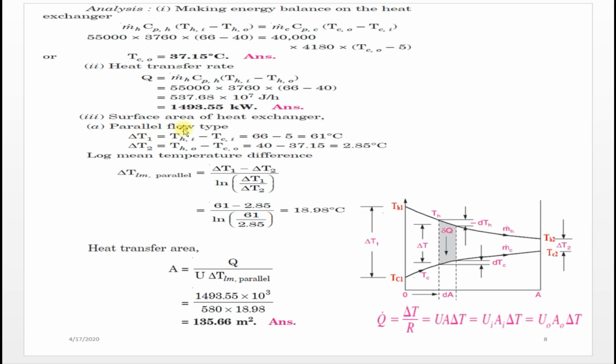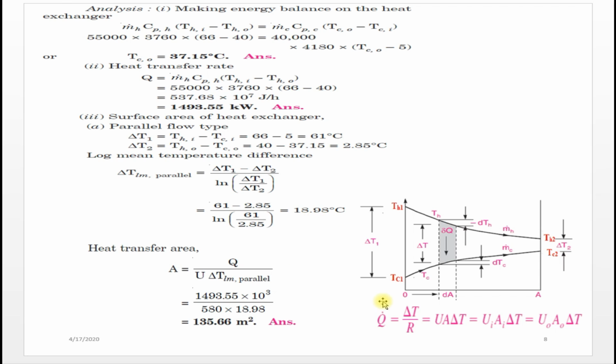For a parallel flow, delta T1 is what? Delta T1 is Th1 minus Tc1. Delta T2 is Th2 minus Tc2. Now we can find the LMTD. Both delta T1 and delta T2 values we know, so we can find out the LMTD temperature for the parallel flow heat exchanger. If you substitute all the values of delta T1 and delta T2, you will get 18.98 degrees Celsius.